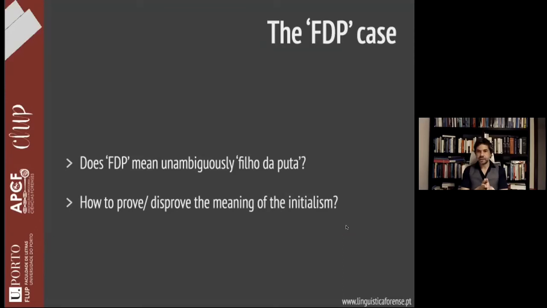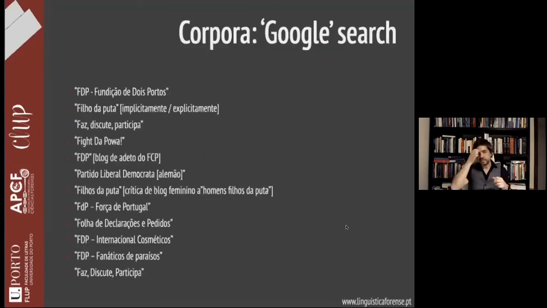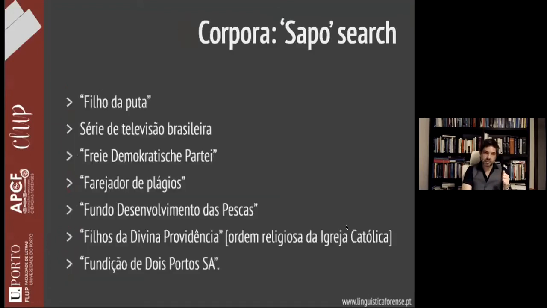I used the web as corpus to establish not whether FDP means son of a bitch, but rather to answer the question, which was, I must say, cleverly formulated by the lawyers: does FDP mean unambiguously filho da puta? So here it is. I did a Google search, and as we see, there are so many possibilities, and these are just the top hits returned by Google. There are so many possibilities, and one of them is obviously the Portuguese equivalent of son of a bitch, but it's not the only one, which pretty much answers the question asked by the lawyers.